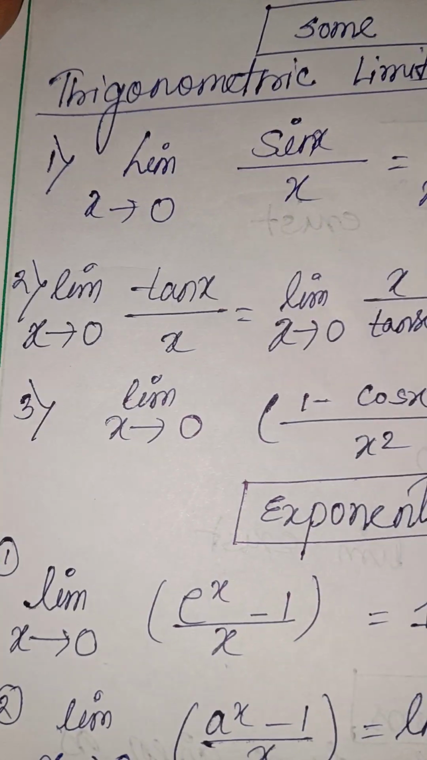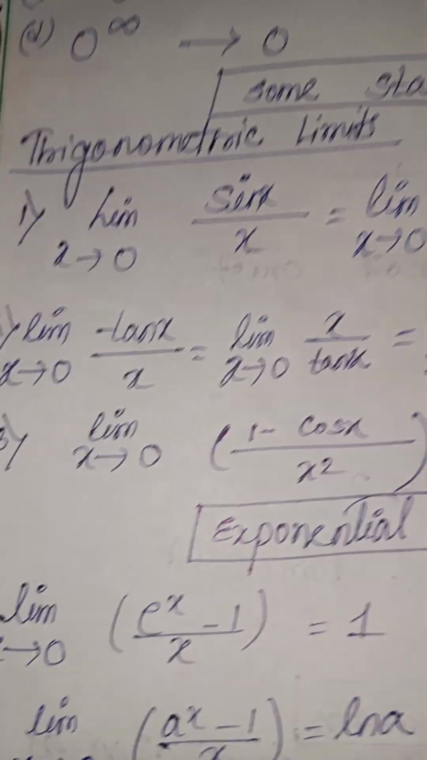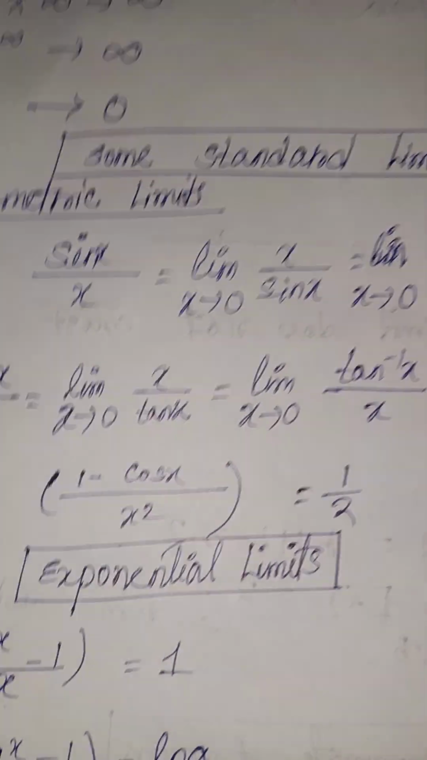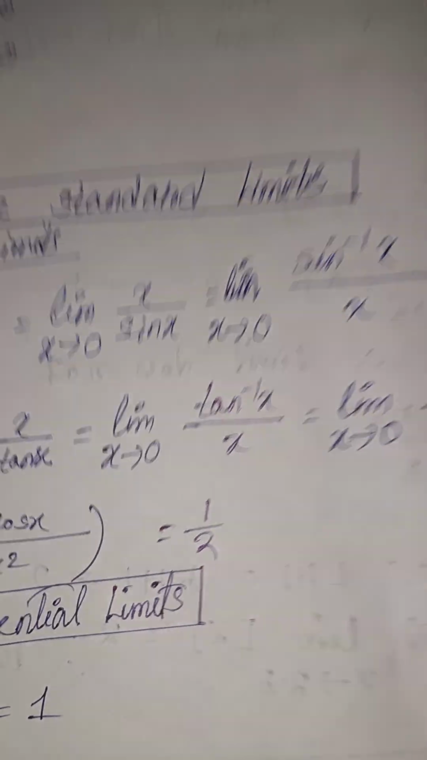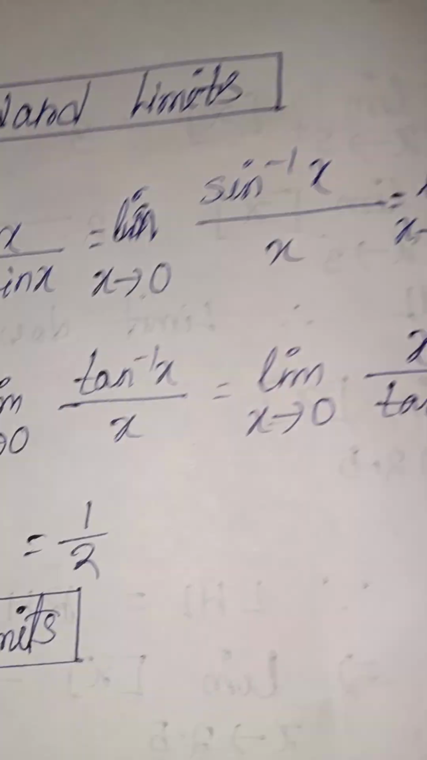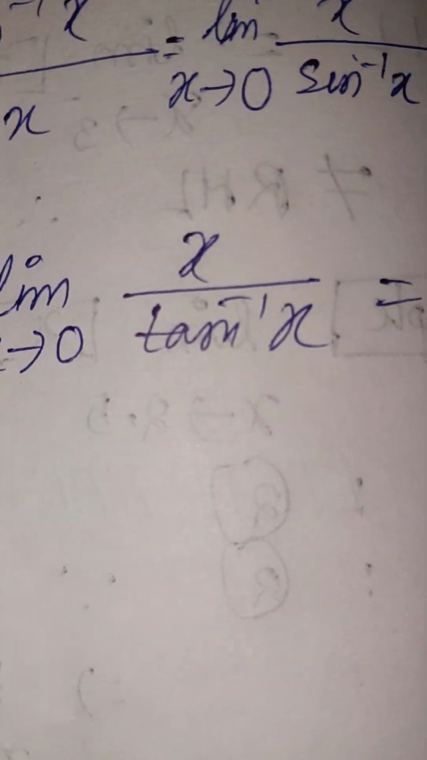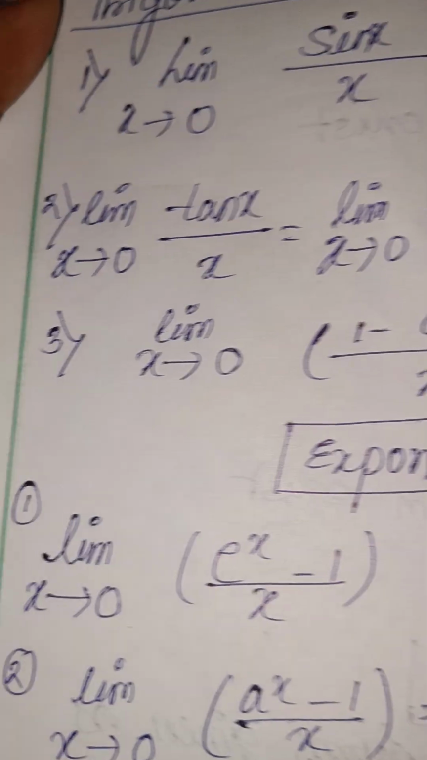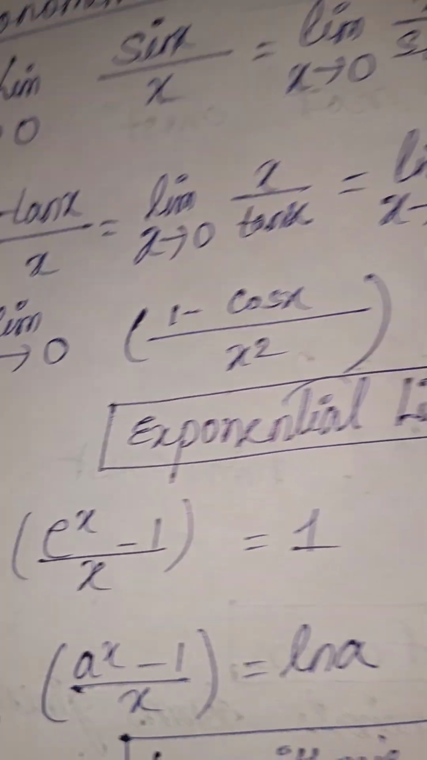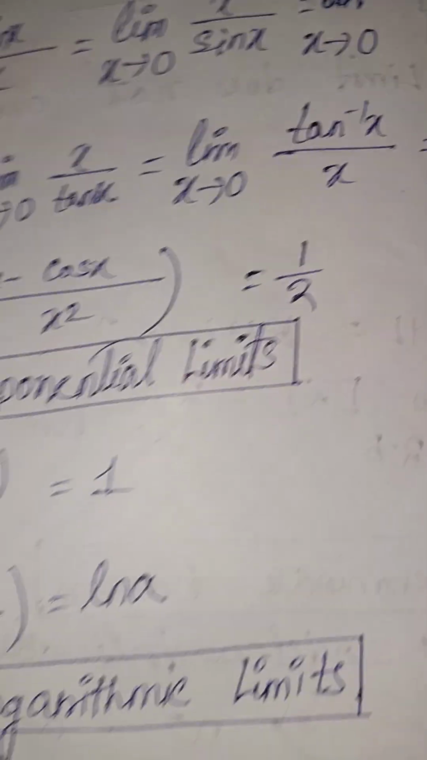Next number 2, limit x tends to 0 tan x by x is equal to limit x tends to 0 x by tan x is equal to limit x tends to 0 tan inverse x by x is equal to limit x tends to 0 x by tan inverse x. So इसका भी value हो जाएगा 1 for all these limits. Next number 3, limit x tends to 0 (1 minus cos x) by x square is equal to 1 by 2. So that's the formula of trigonometric limits.